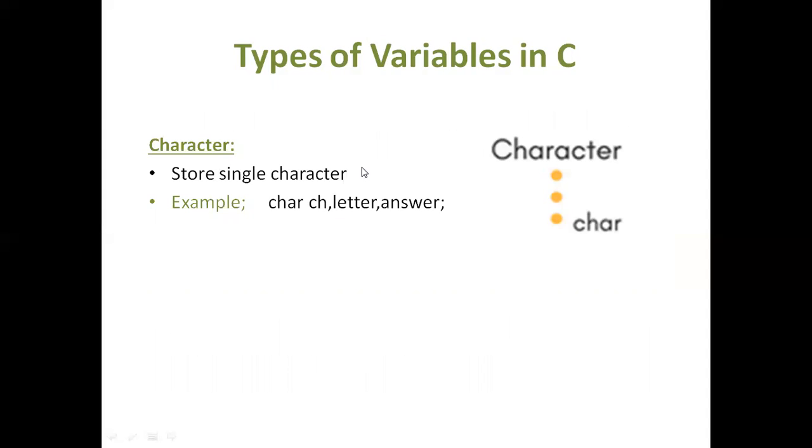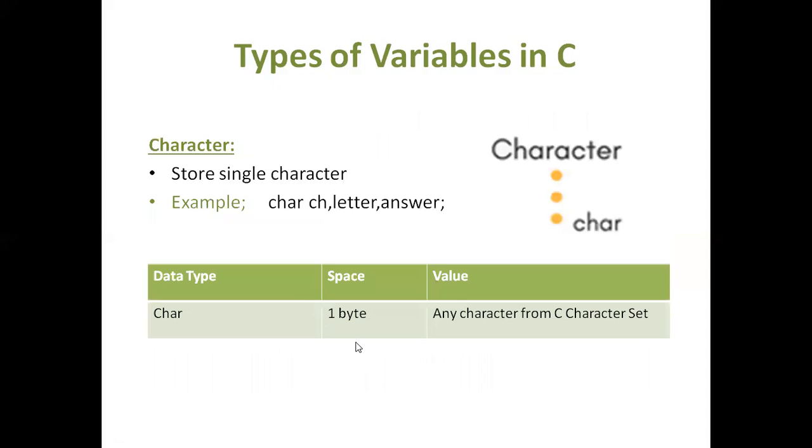The third type of variable is the character, and it stores a single character. An example could be char, this is the data type, and ch, letter and answer are the variable names. It reserves 1 byte in memory, the data type is char, and the value is any character from the C character set, which we have studied in a previous lecture.